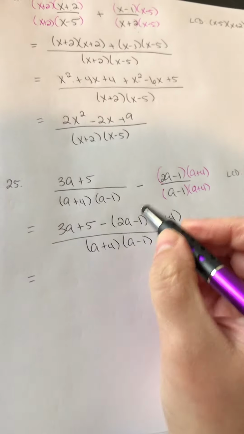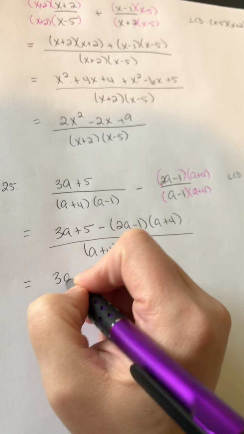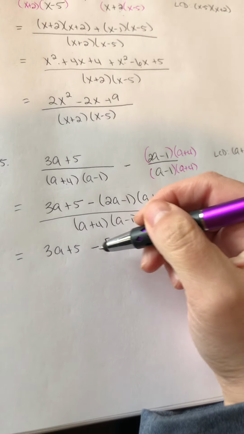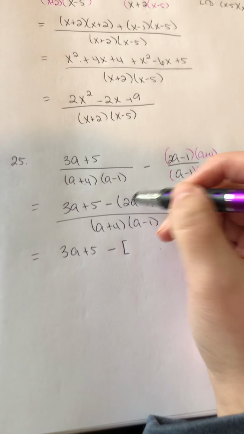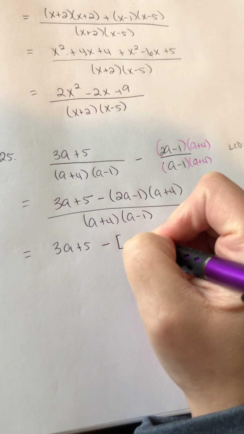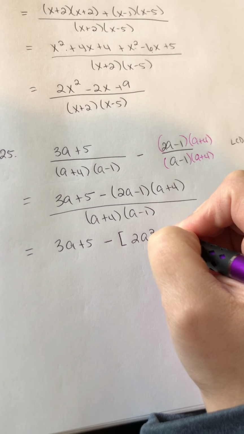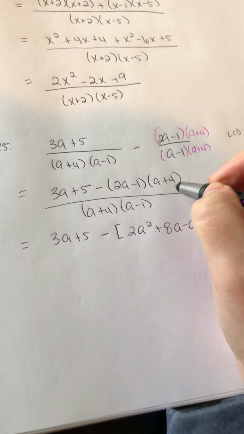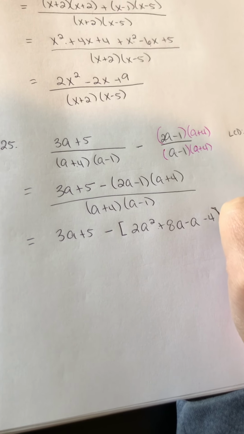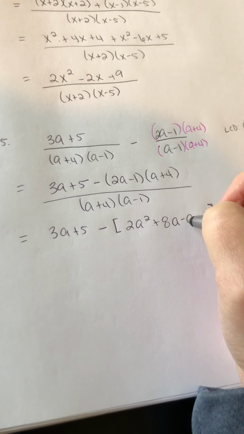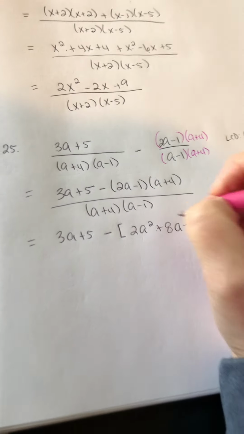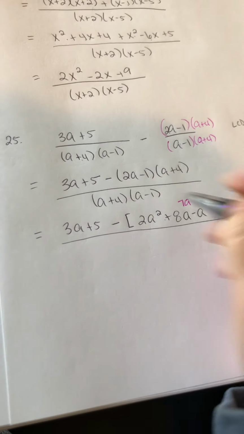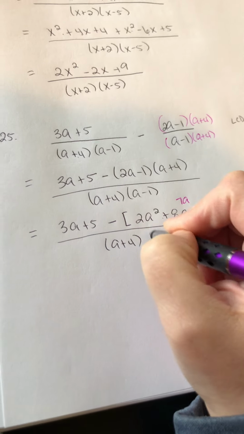Okay, so when I multiply this out, I've got 3a plus 5 minus, and I'm going to just put a bracket so that you remember to distribute this negative. So 2a times a is 2a squared. 2a times 4 is 8a minus a. Minus 1 times 4 is negative 4. So this here is 7a, so let me write it like that. If you combine those all over my denominator of a plus 4 times a minus 1.